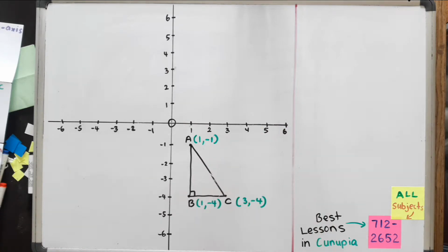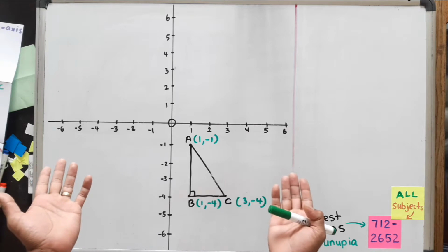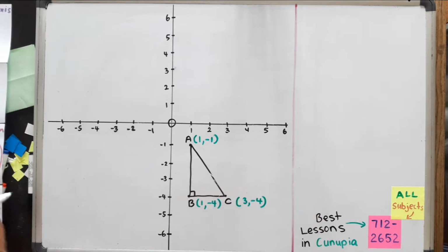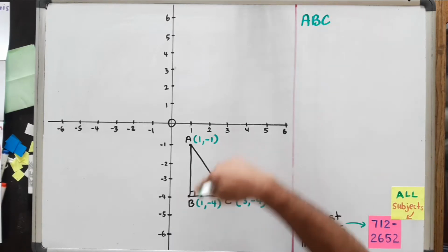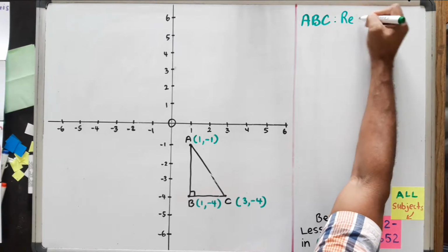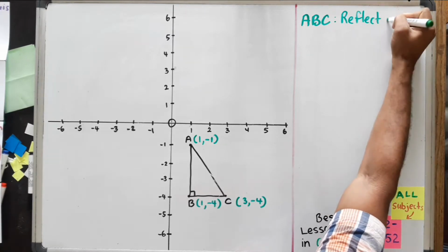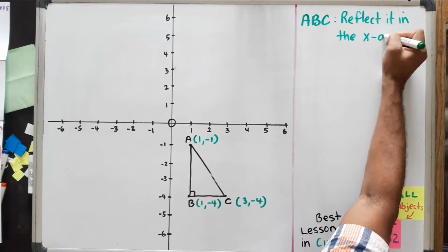Believe me, watching me do this is not going to be the same as actually doing it with me, right? Okay, so the first question, the examiner will draw a shape on the graph, and then he may say, hey, this shape A, B, C, which is this black triangle here, he may ask you to reflect it in the x-axis. All right.